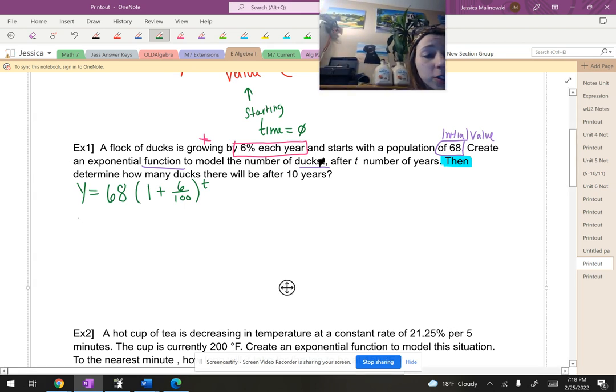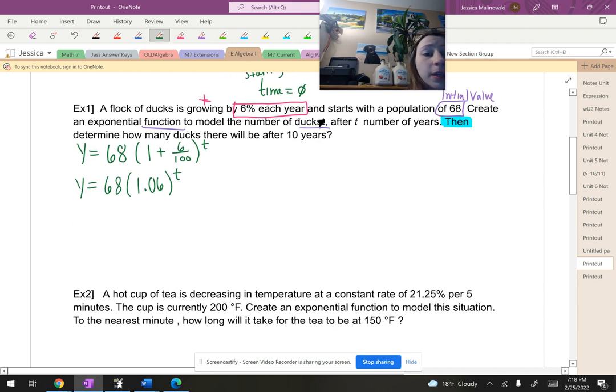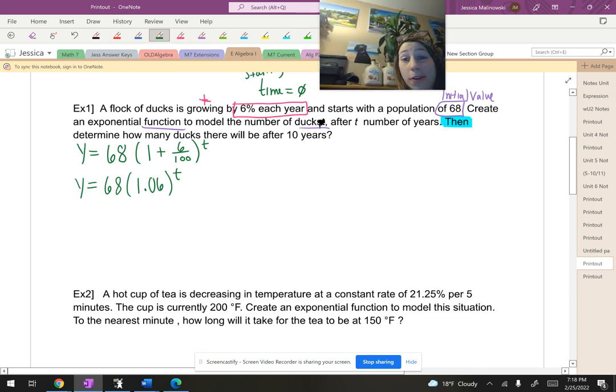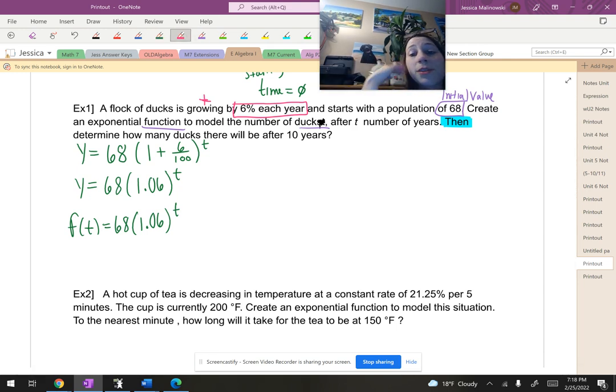So looking at my equation here, I'm just going to do a little bit of simplifying. That's going to turn into 1.06 after you do the 6 divided by 100 and add that to the 1. Keep going, and I'm just going to take one more step because right now I technically have this written as an equation and not a function because it's not f of x or f of t. So I'm just going to change this into f of t is equal to 68 times 1.06 to the t. Then I can use that function.